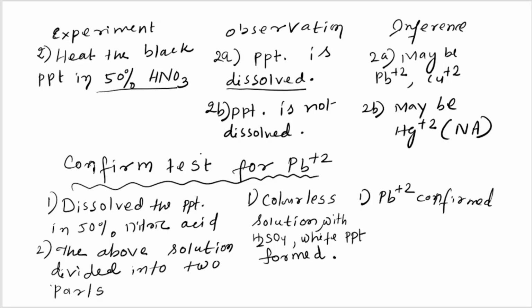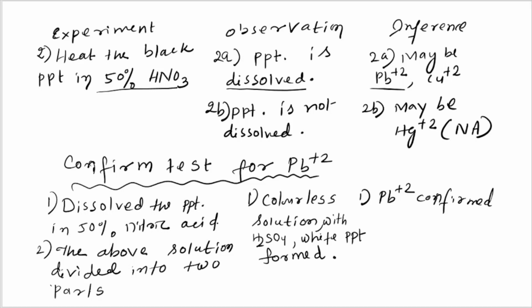Here you will see lead. Lead you have already done in the first group, so that is not so important here. Anyhow, we will check here. And Cu +2 is very important. First you will see Pb +2. Now dissolve the precipitate in 50% nitric acid, it becomes a colorless solution, and with sulfuric acid it forms a white precipitate. Very important.